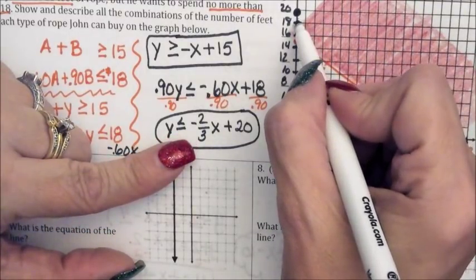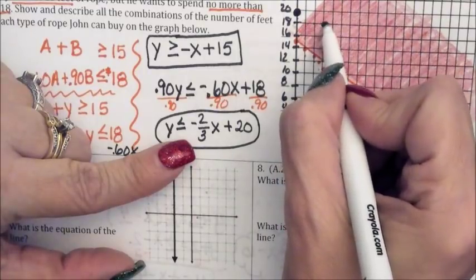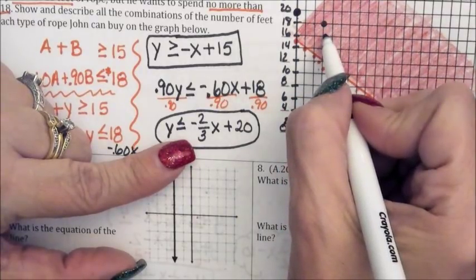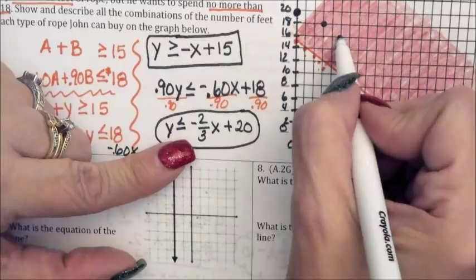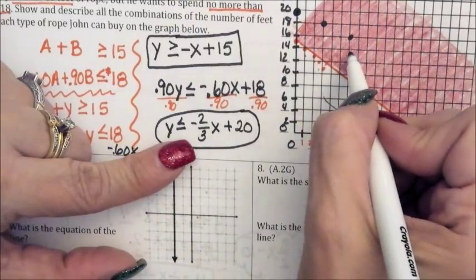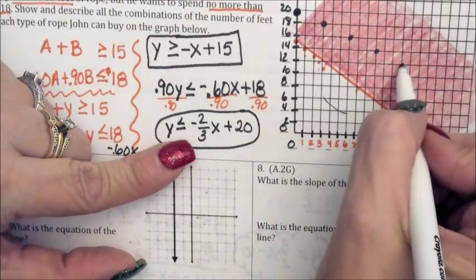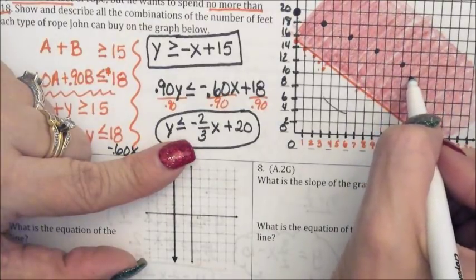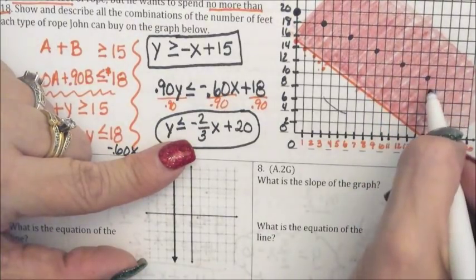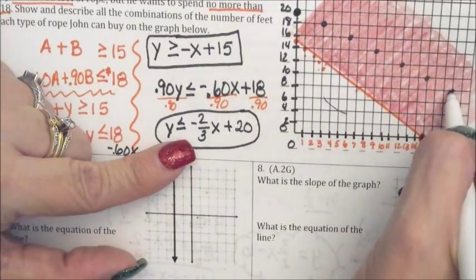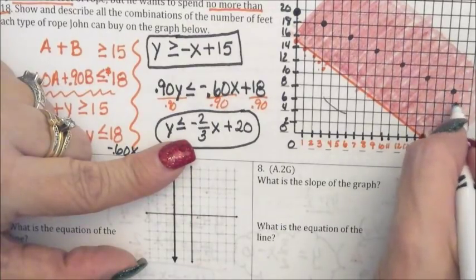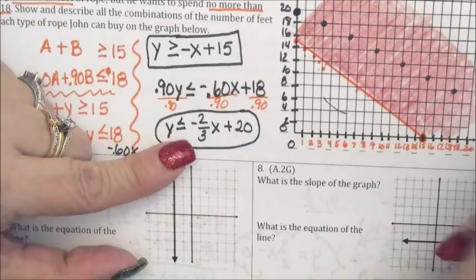Down 2 over 1, 2, 3. Down 2 over 1, 2, 3. Down 2 over 1, 2, 3. Down 2, 1, 2, 3, and so on. I'm going to run out of room.